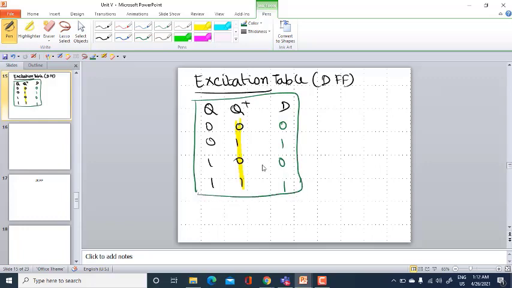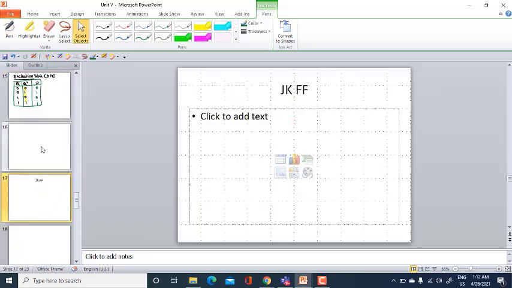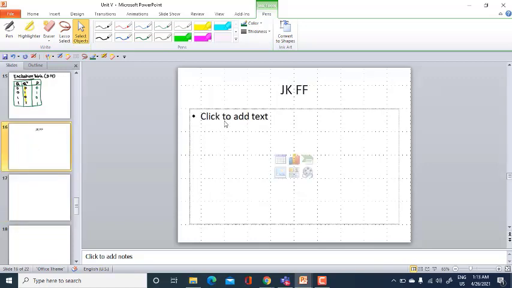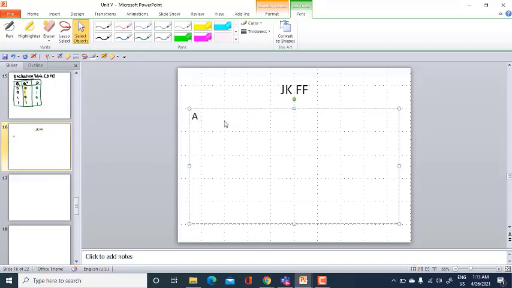Okay. This is about your excitation table of D flip-flop. So, let me come ahead with the JK flip-flop. Again, in JK flip-flop, what we are going to do is avoid the indeterminate state.